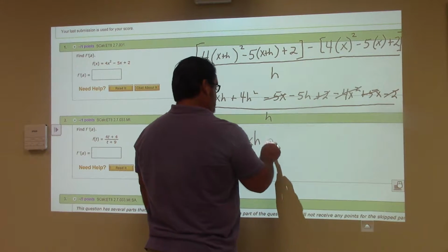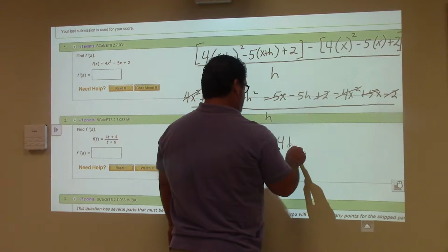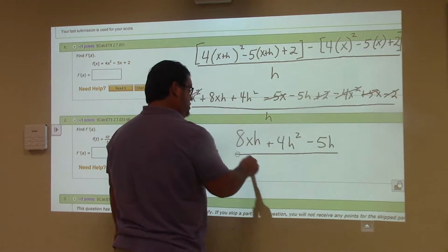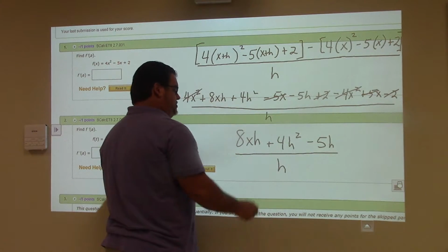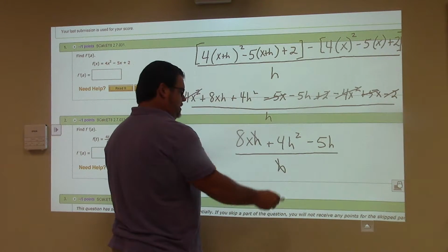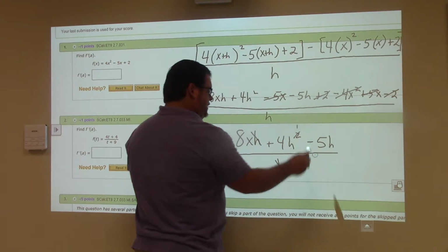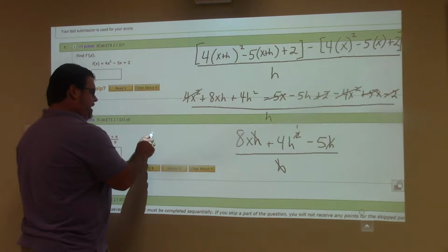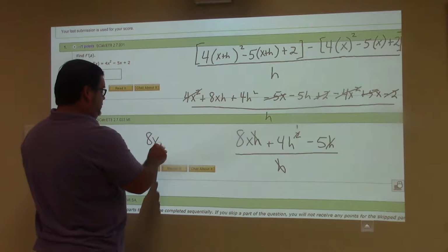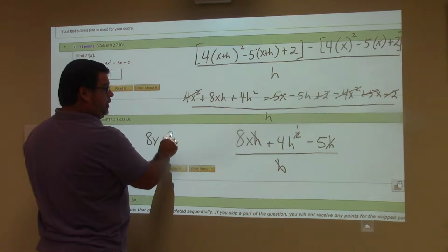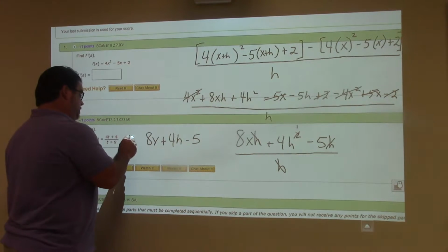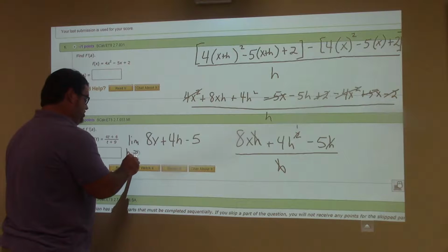Plus 4h squared minus 5h over h. And what happens to the h's? Well, that one cancels there, leaves 1 there. And it cancels there. And that leaves you with 8x plus 4h minus 5. Limit as h approaches 0.